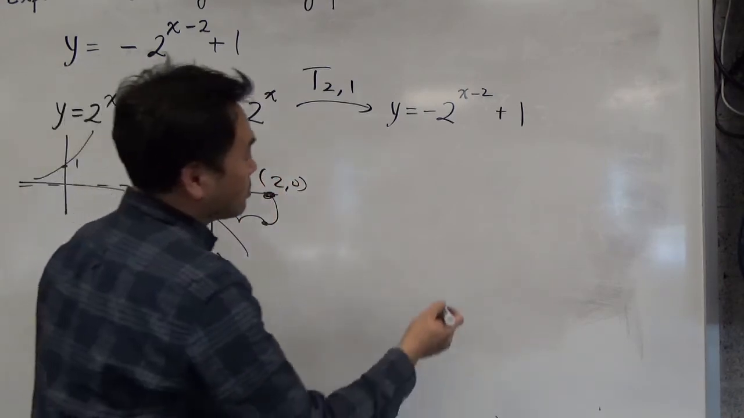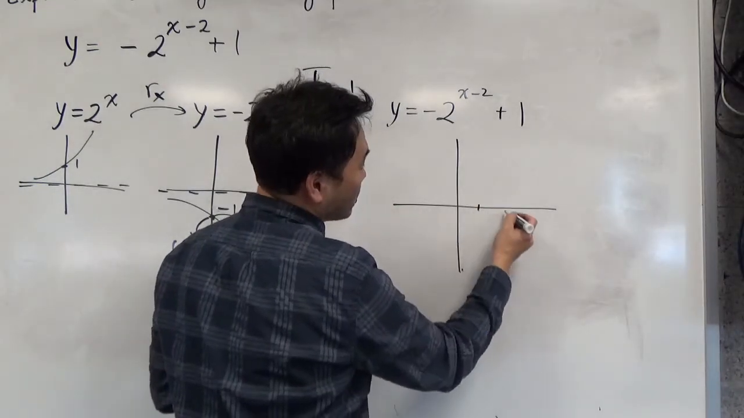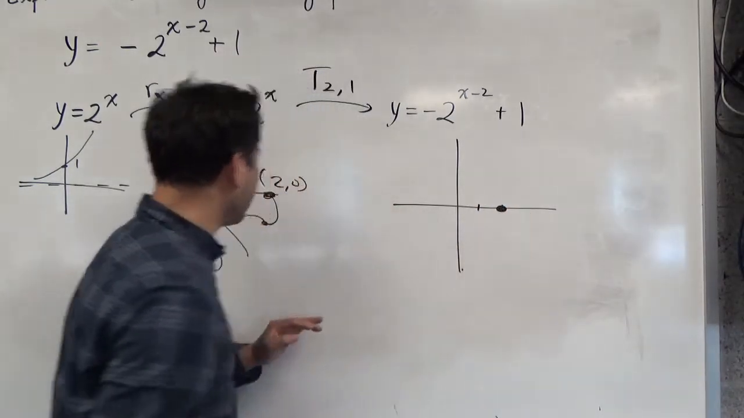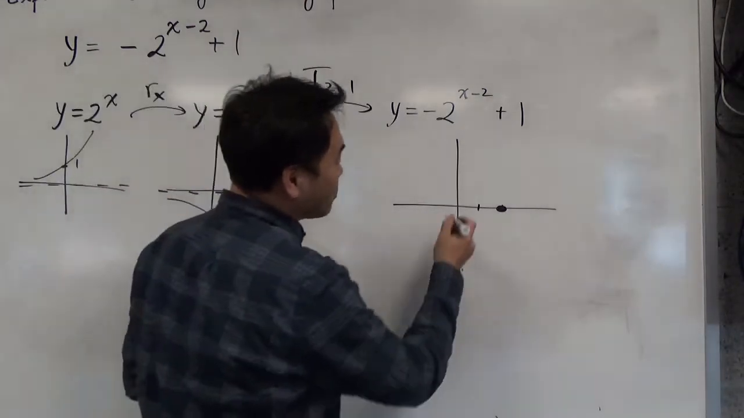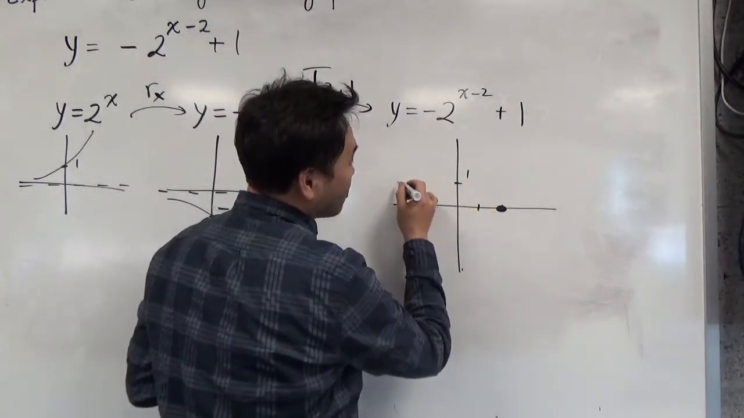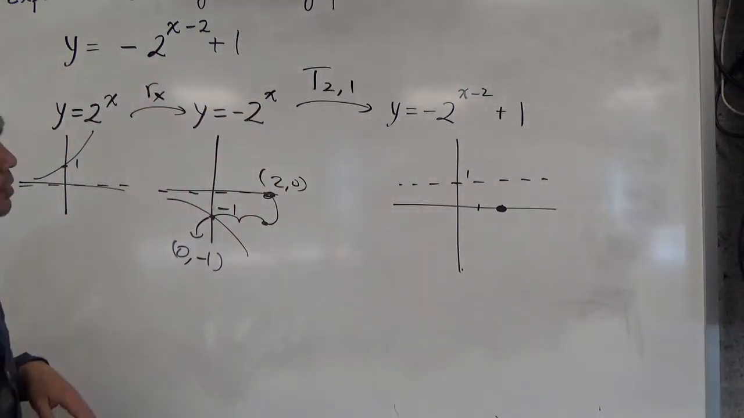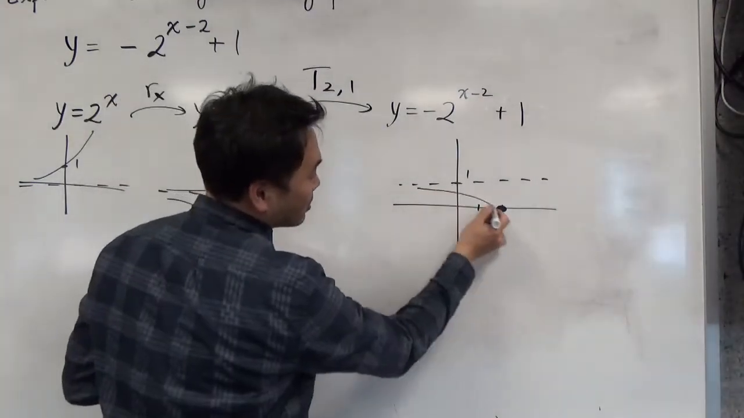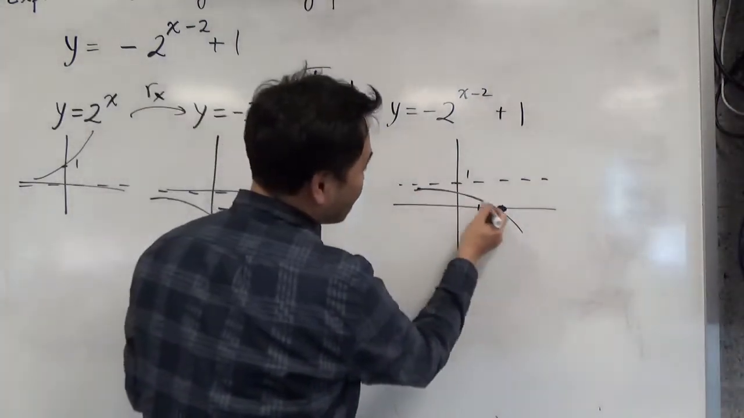Okay. So we're going to have 1, 2, 2, 0. And then because everything went up by 1, you have the new horizontal asymptote at 1, and the graph should look the same. It looked like that, so it should still look the same.